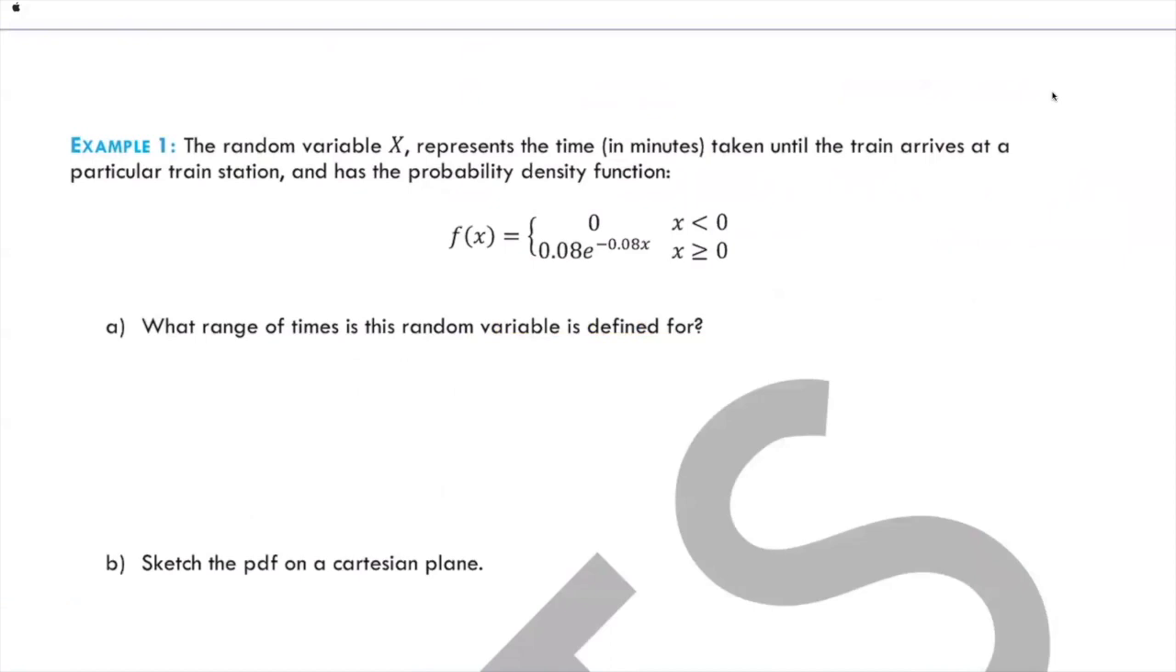Okay, let's do this example. The random variable x represents the time in minutes taken until the train arrives at a particular train station, and it has the following probability density function. By the way, this is how we actually model time for a train to show up. There's a certain type of distribution called an exponential distribution. Anyway, for what range of times is this random variable defined? I'm trying to interpret this.